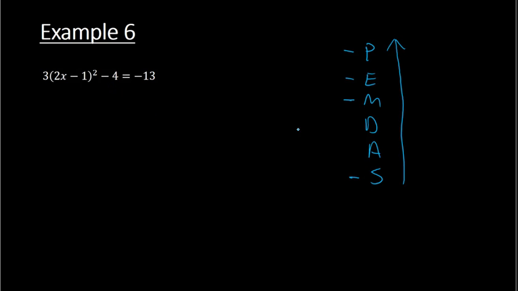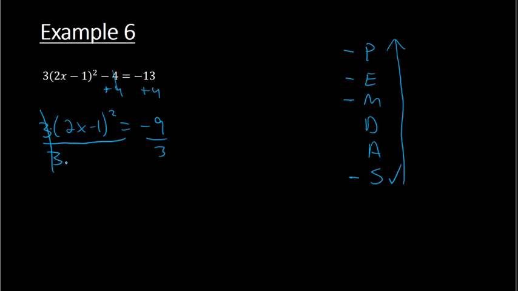Alright, so when I solve, I work in reverse. So let's get rid of this minus 4 first. To do that, I want to add 4 to both sides. We now have 3 times (2x minus 1) squared equals negative 13 plus 4 is negative 9. Alright, now from here, I want to get rid of multiplication. So subtraction is done, now the multiplication. So let's get rid of this 3 that's being multiplied by doing the opposite, which is divide. So I now have (2x minus 1) squared equals negative 3.